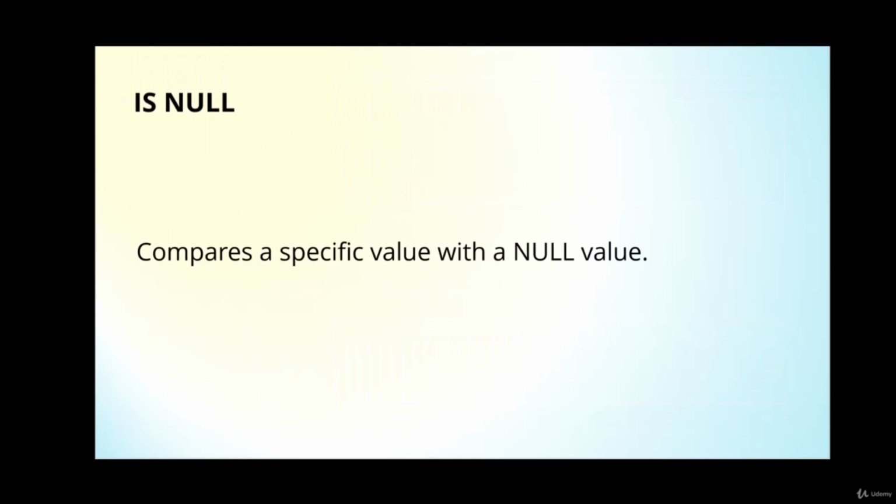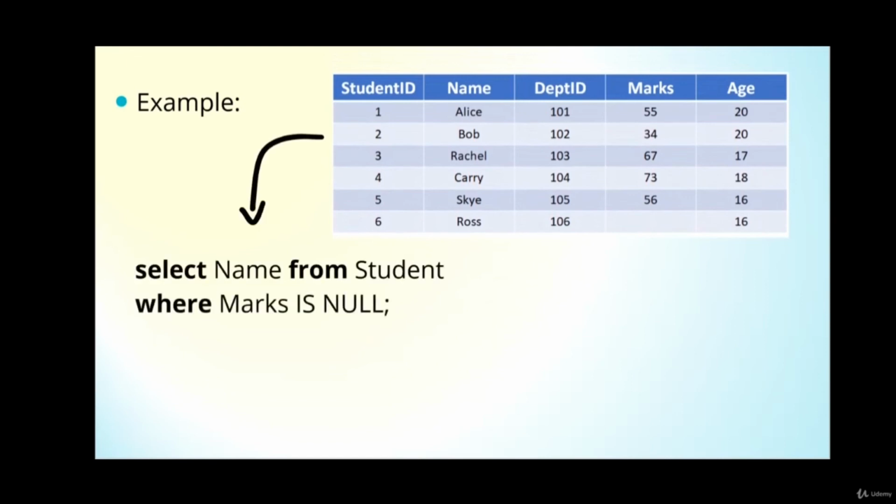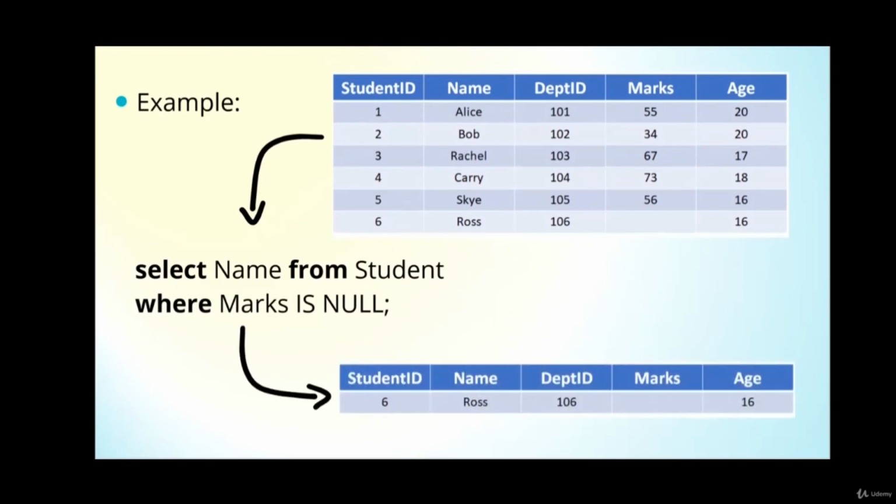Next is the NULL operator. What IS NULL does is it compares a specific value with a null value. For example, if you want to find names of those students who have null marks, that is who do not have any marks, in that case, I will write the query as select name from student where marks is null.